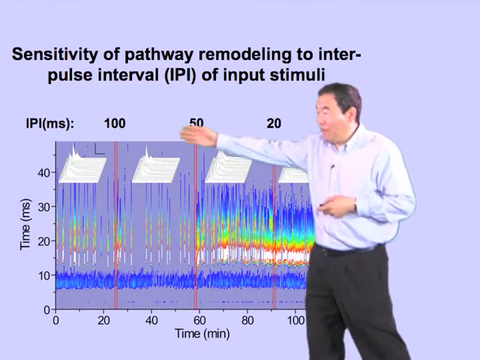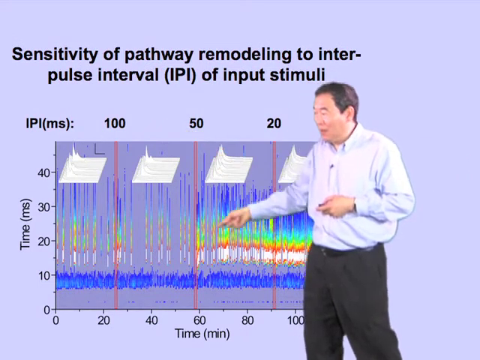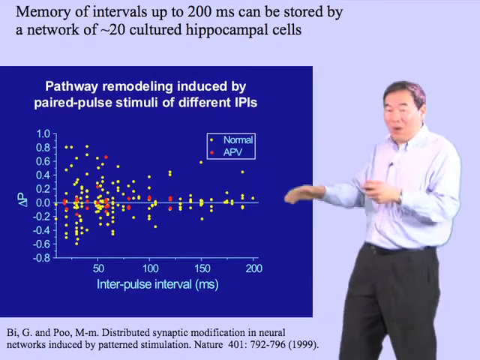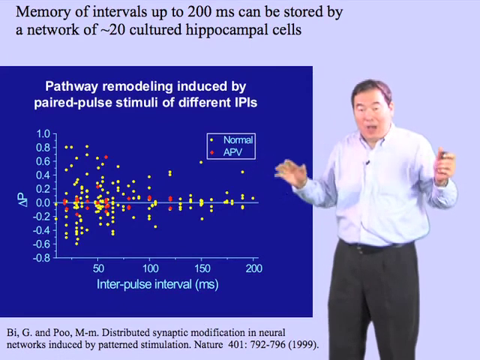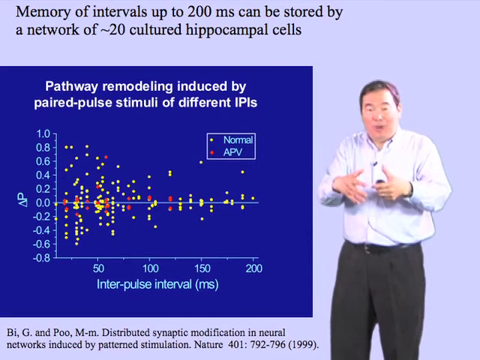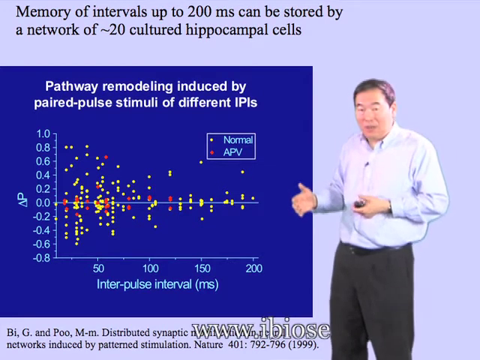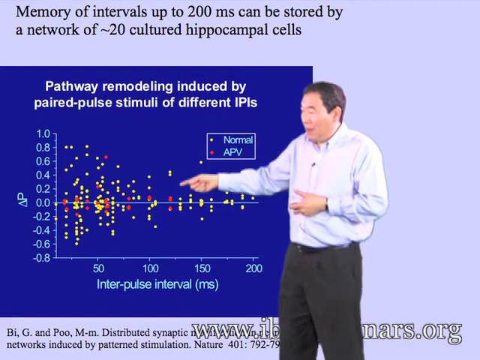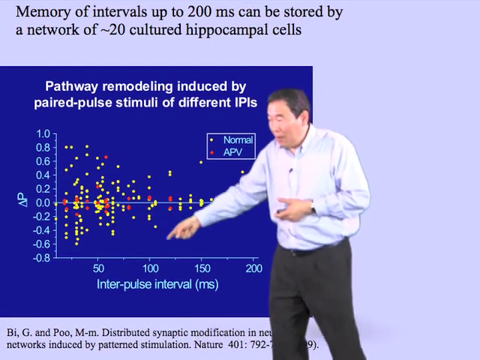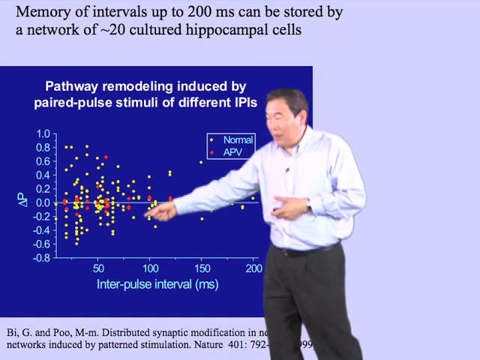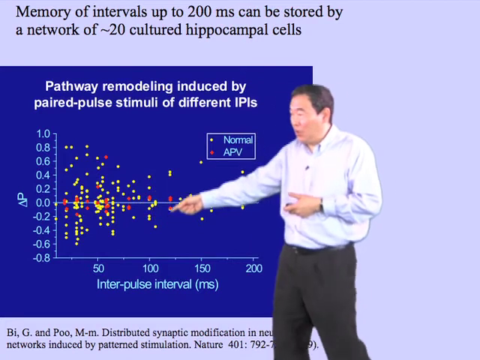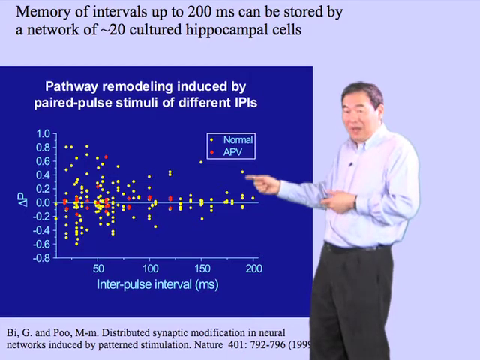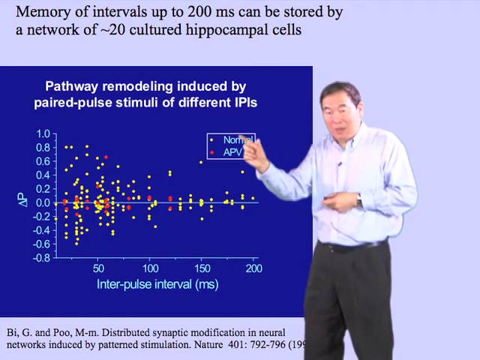Now, the same thing here: 100 milliseconds doesn't work, 50 milliseconds worked, and 20 milliseconds, no change. So with all this experiment, eventually, one can test how many new pathways you can open. What is the probability of changing pathways? The probability of changing pathways, shown here in this graph, is pretty high for interpulse intervals spreading from tens of milliseconds to 200 milliseconds. You can still modify the pathway with interval timing of 200 milliseconds.